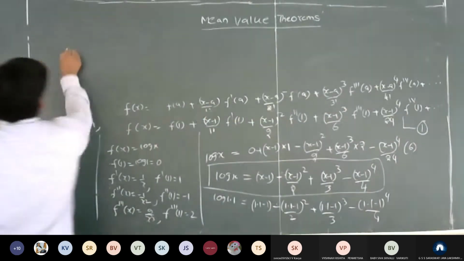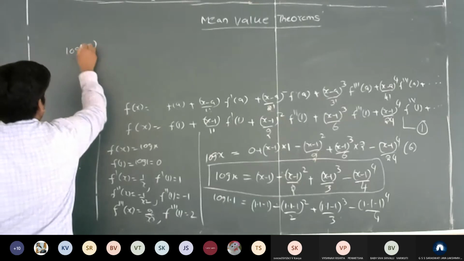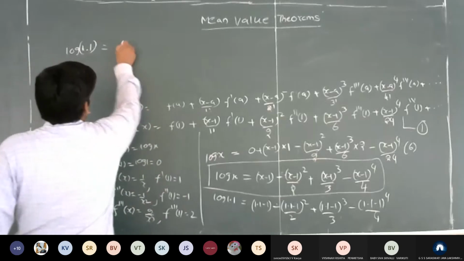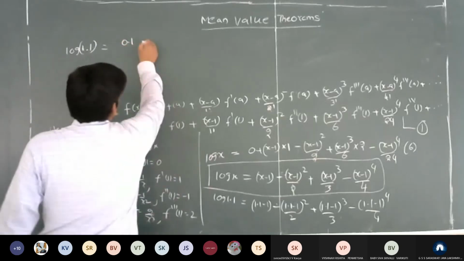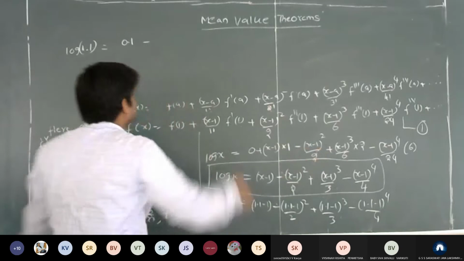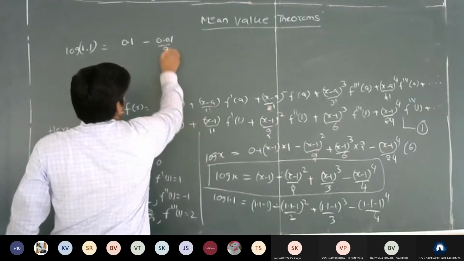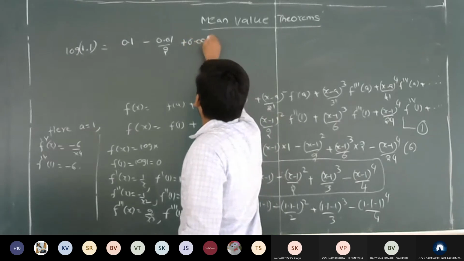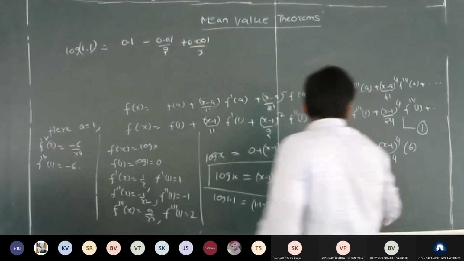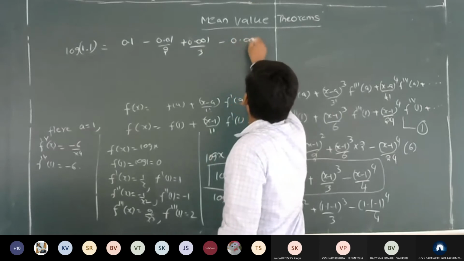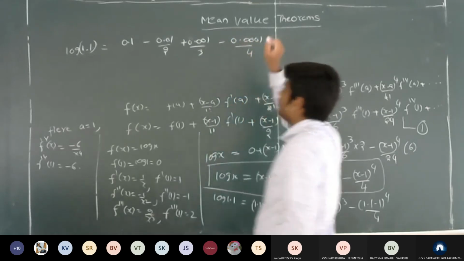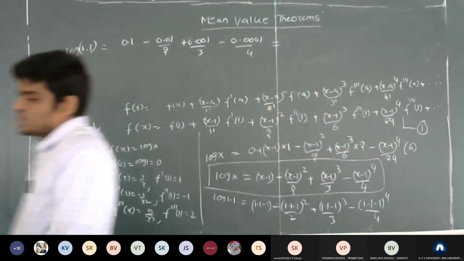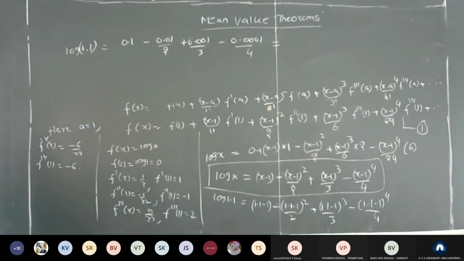So log 1.1 is equal to 1.1 minus 1, which is nothing but 0.1, minus 0.1 whole square, that is 0.01 by 2, plus 0.1 whole cube, that is 0.001 by 3, minus 0.0001 by 4. So we have to calculate this value, then you will get the final value. Please simplify that one.